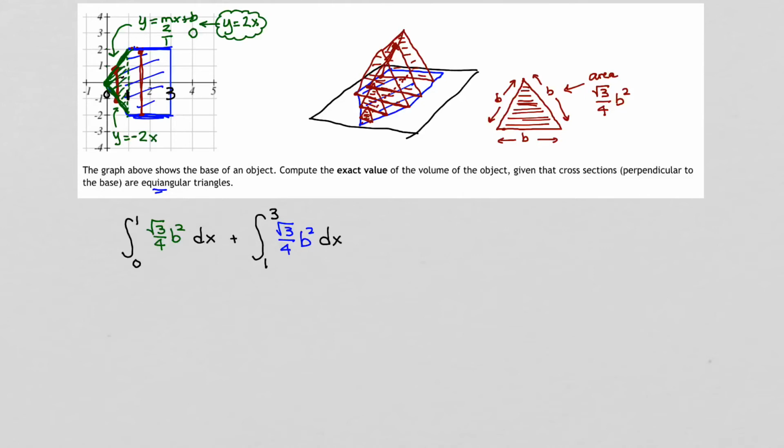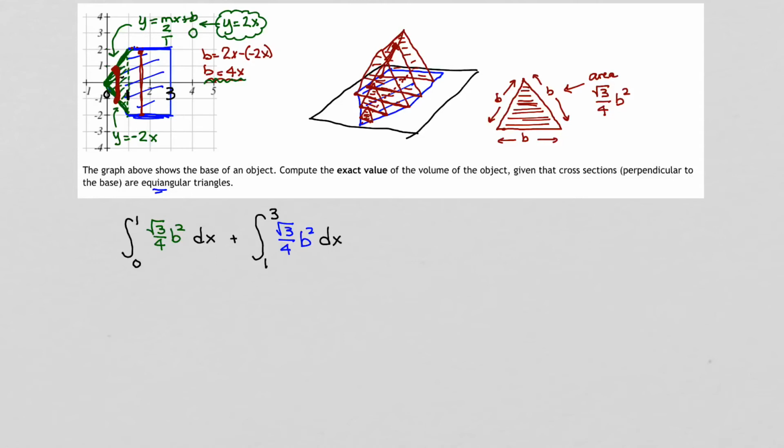And if you recall, the way to get the distance between two graphs or two functions is we take top function minus bottom function. And so this distance here along the bottom is simply going to be the top function, 2x, minus the bottom function, negative 2x. And so the length of the base for the equilateral triangles in the green region is simply 4x. That becomes the base for the equilateral triangles in my green region.